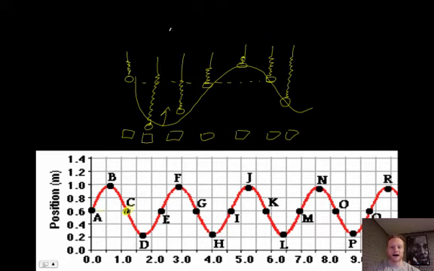Realize I can't draw this all right on top of each other. It's not that I'm actually swinging this mass from side to side. I just have this as freeze-frame shots over time. The mass is just bouncing up and down, up and down. It's not swinging side to side.